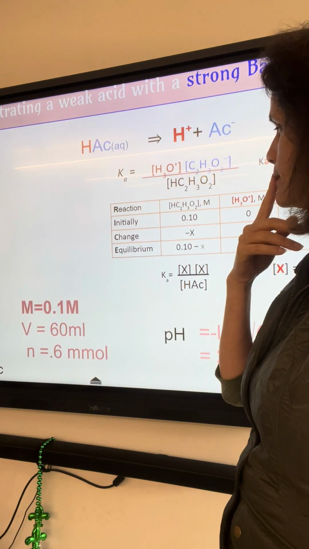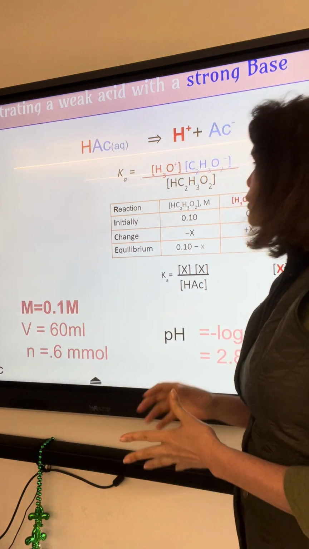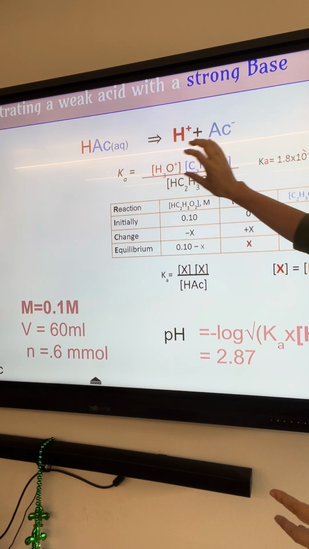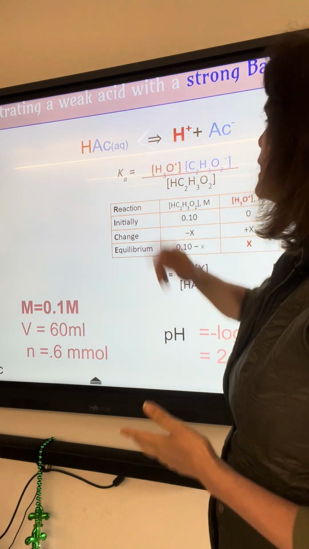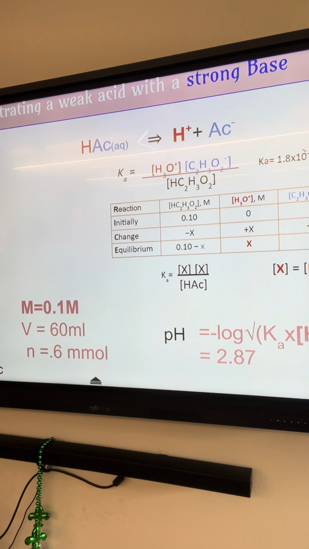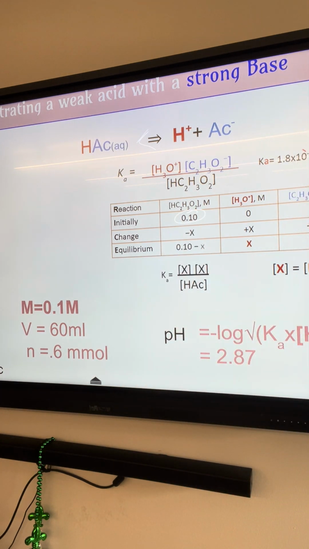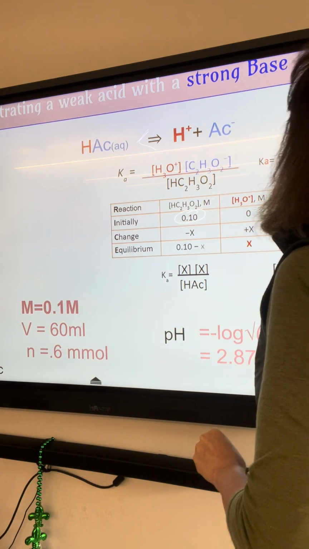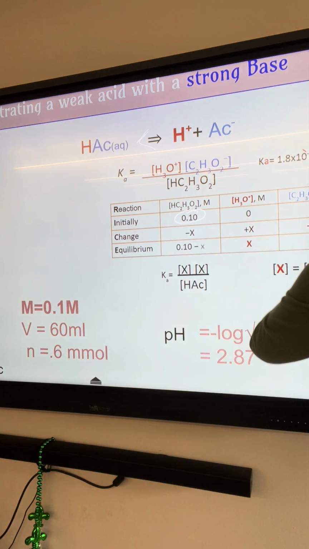So, next. In here, we're going to use something that last class we called a rice chart or an ICE chart. We know our dissociation constant, products over reactants. We have our equation where we dissociate the HAc into H plus and Ac minus. We are going to start with an initial concentration of the acetic acid. And at the beginning, we assume there are no H pluses or Ac minus. So initially, we say it's 0.1, 0, and 0.